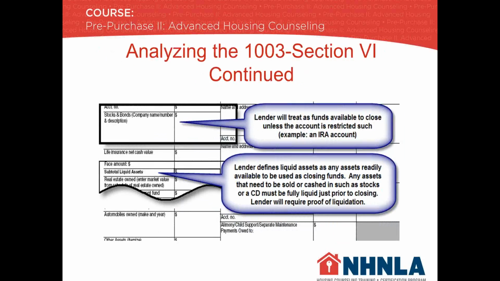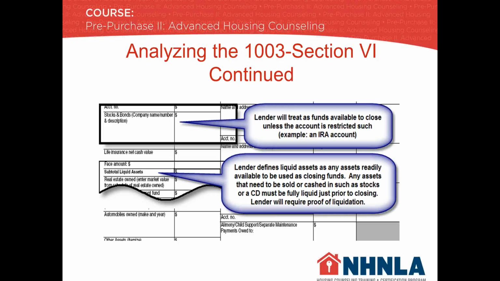The rest of Section 6 has to do with other assets that you might have, and these are going to be divided into really two categories. One category is going to be the liquid assets, the things that they have available to close. So savings, you saw that listed on the previous section. This is also going to be potential down payment funds, because somebody might have stocks or bonds.